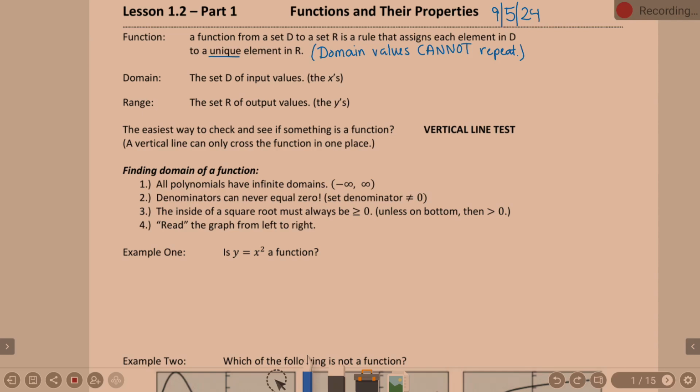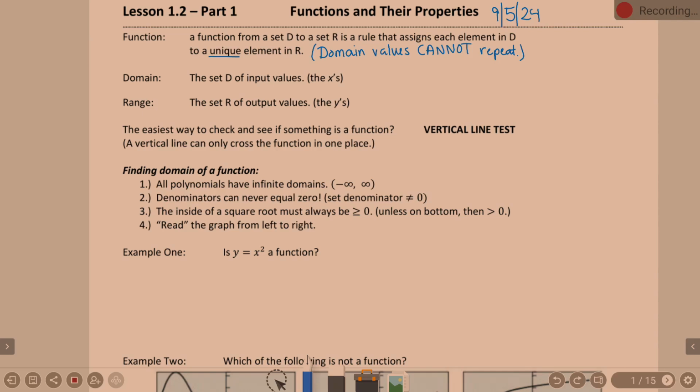Logan already said it. Domain are the x's, okay? We also talked about the domain being the input, okay? What's coming into the function? The x's. Range are the y's, or in other words, the output. The x's come into the function, it does its job, and the output is the y's, the range.